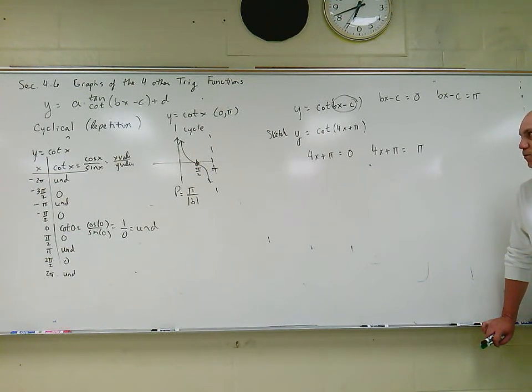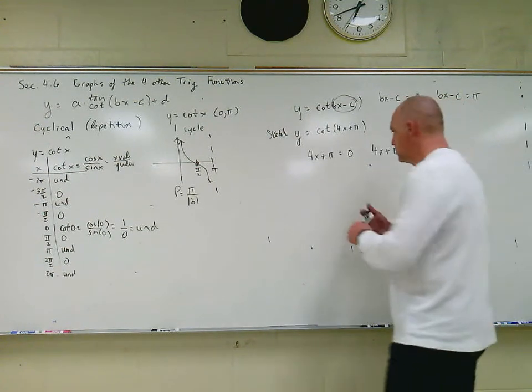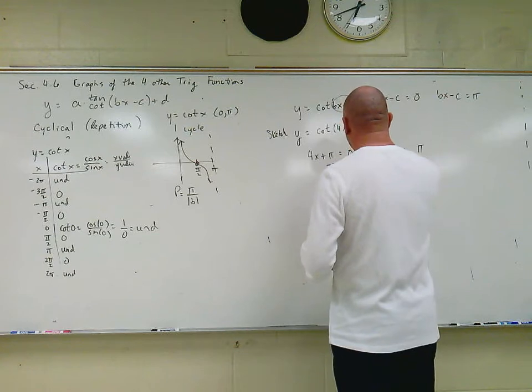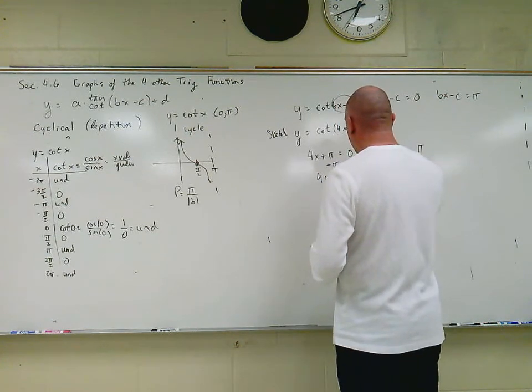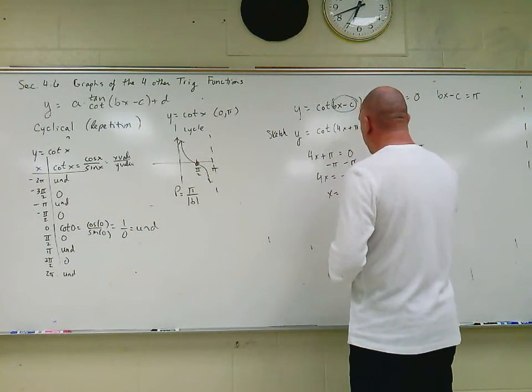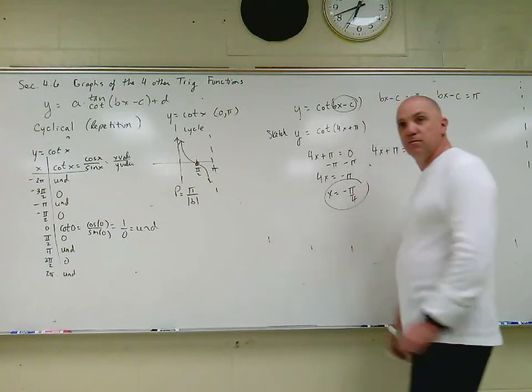Okay. What did you get? Very good. Subtract pi. So 4x is negative pi. So x is negative pi over 4. So when it asks for horizontal shift, that's what you get.